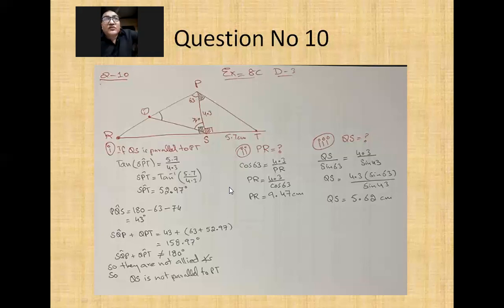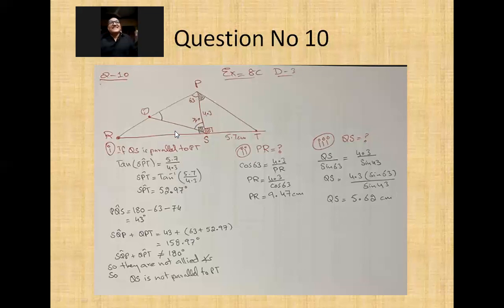The third part of this question says, find the length of QS. Now they want you to find out the side QS. What's the length of this QS side? So look at this triangle PQS. I know this is 63. I know that 73, 74. So I can find this third angle very easily. We have already calculated this angle, and that angle is 43. So opposite to 43 is 4.3, and opposite to 63 is QS, which is the question.